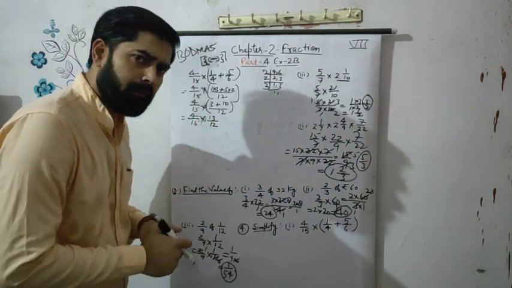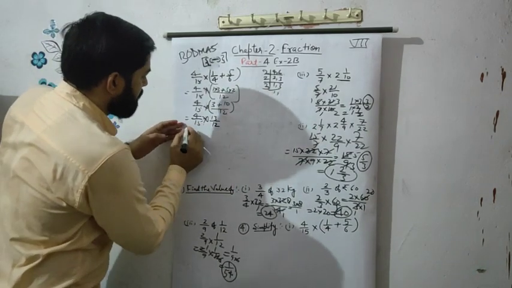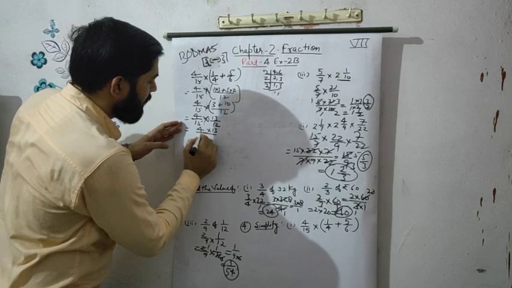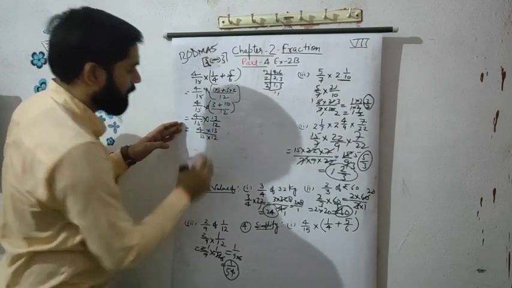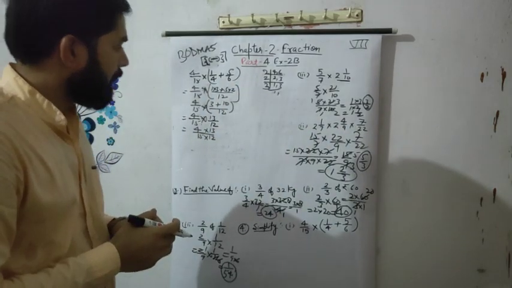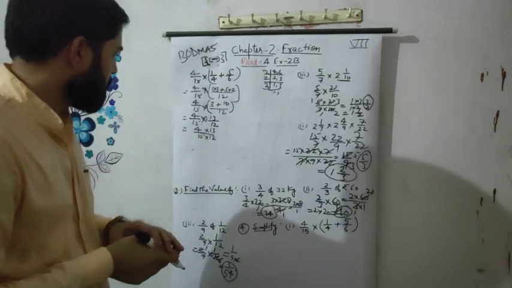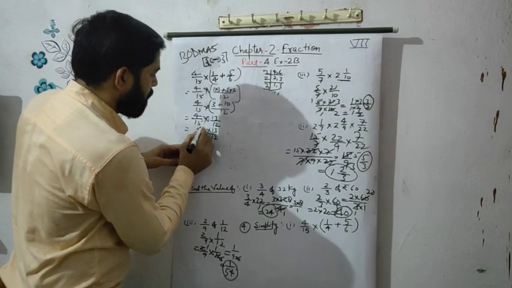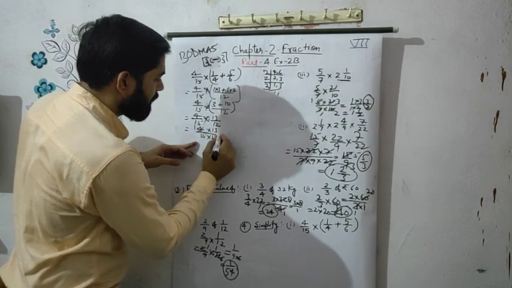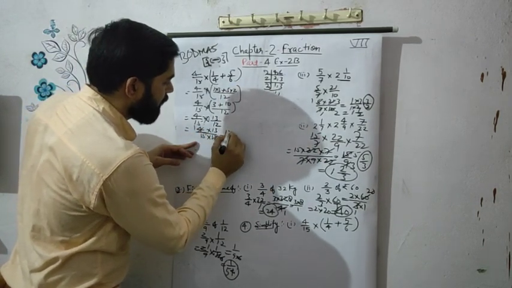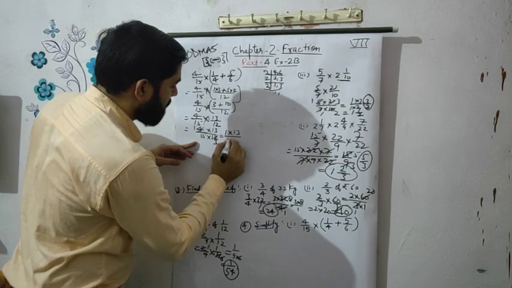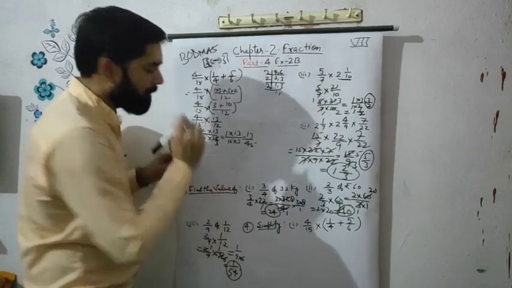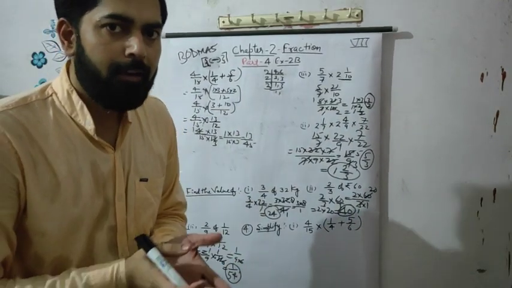Then we can easily multiply. 4 multiplied by 13 upon 15 multiplied by 12. Is any number here divisible? Yes, 4 and 12. So we can easily divide. 4 1s are 4, 4 3s are 12. So what is left here? 1 multiplied by 13 upon 15 multiplied by 3, that is 13 upon 45. 45 means 15 3s are 45.